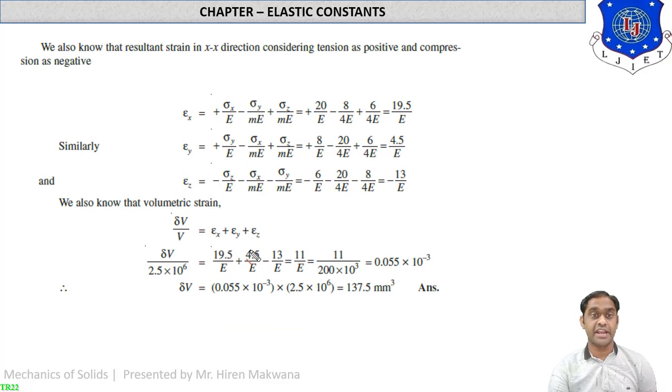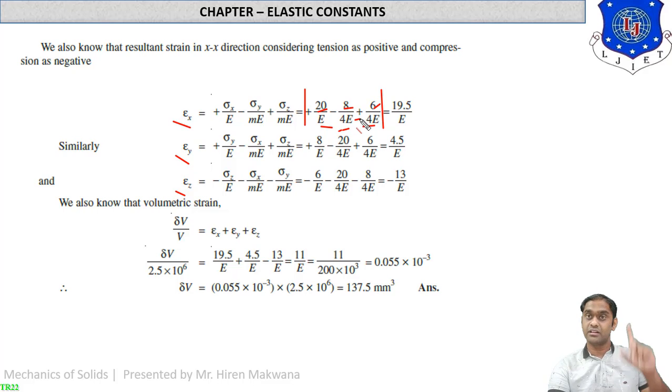Then after, find strains epsilon x, epsilon y and epsilon z. So what is the formula for it? Here is the formula. You can see E will be common out as per the theory. Sigma x will be 20, sigma y will be 8 and sigma z will be 6. Here, remember, in the theory the sign will be negative. But as the third force is compressive, so the sign will become positive in all the cases.